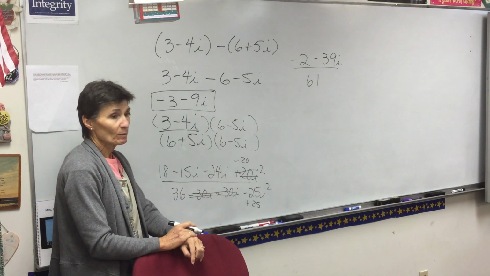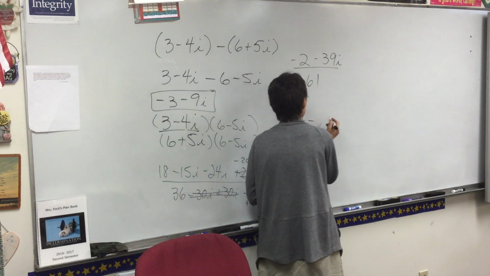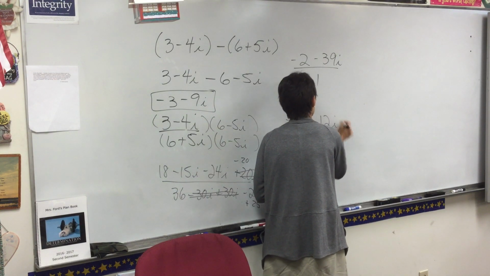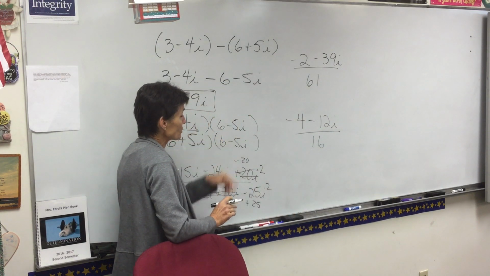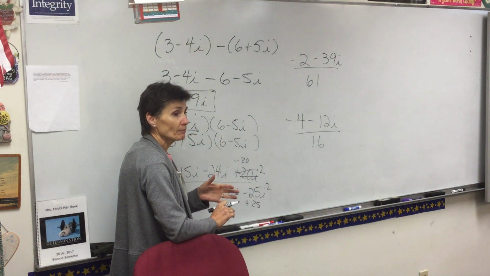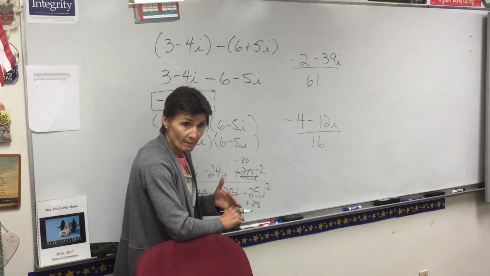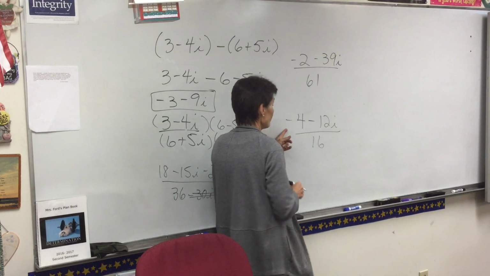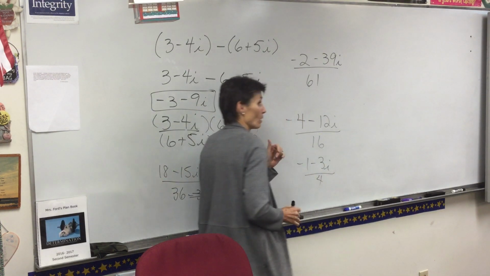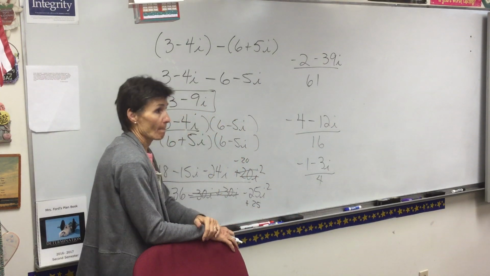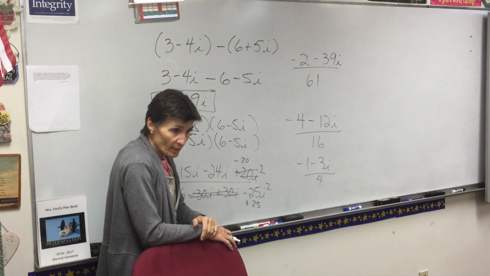This one didn't happen, but remember it does happen occasionally where you'll get an answer like this. And if you get an answer like that, you do have to reduce everything by whatever you can reduce it by. So in this case it would be 4. So I have -1 minus 3i over 4. Oh, I have another problem. Okay, so we're done with the i's, okay, Jalen?